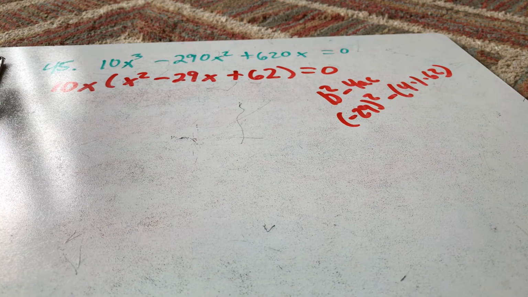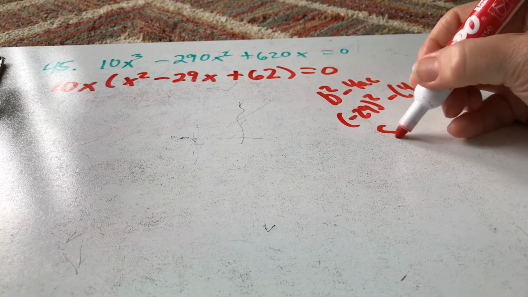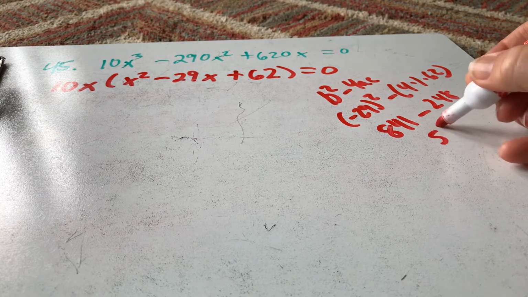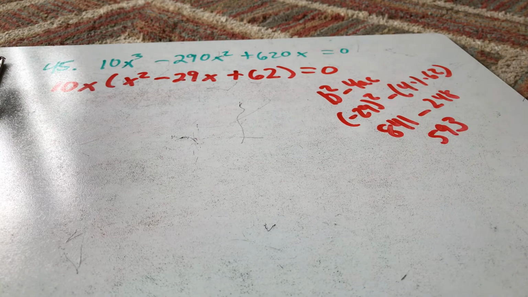So let's check that. 29 squared is 841, minus 4 times 62, which should be 248. Let's see, 248. 4 times 62. Yeah, 248. So 841 minus 248 is 593. Take the square root of it. So the square root of 593. That is not a perfect square.